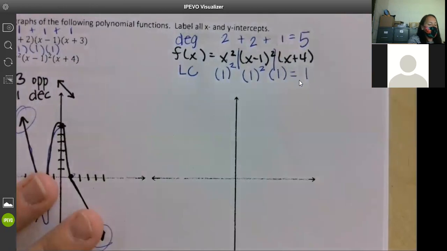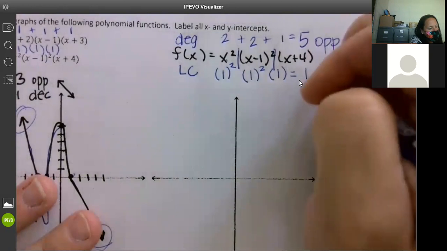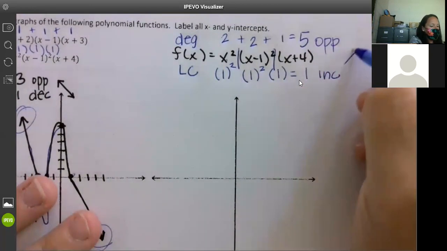What do these numbers tell us? 5 tells us opposite. 1 tells us increasing. So it's going to look like this.